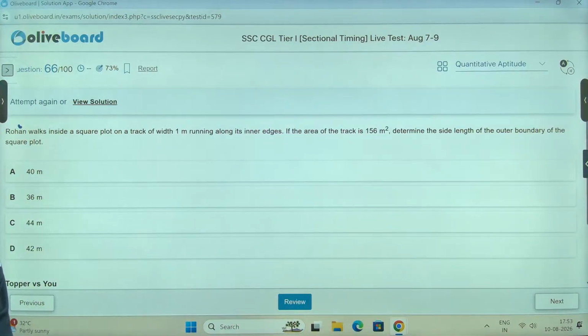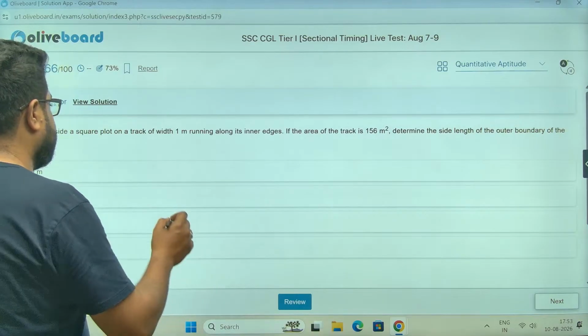Rohan works inside a square plot on a track of width 1 meter along its inner edge. The area of the track is given. Determine the side length.